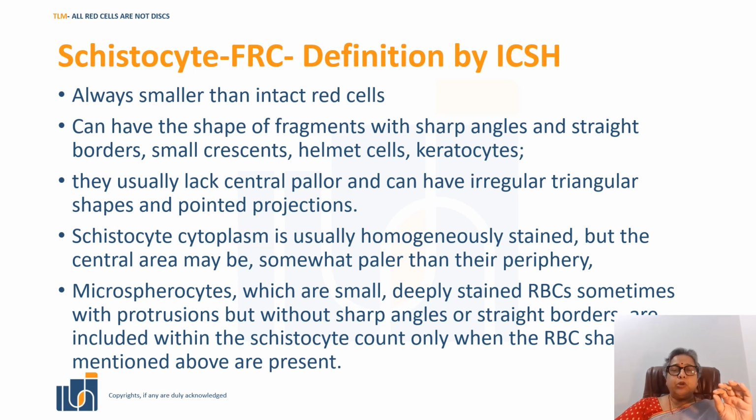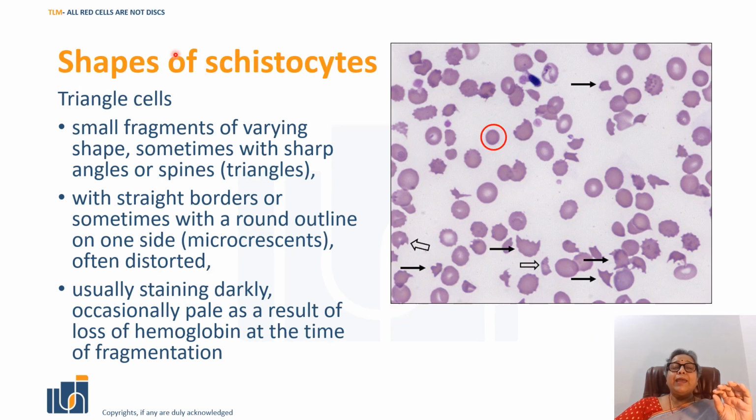So we look a little more deeply into triangle cells. Now, we have seen all of this. It's not something new. I'm not reinventing the wheel. So, triangle cells, these are all triangle cells. They're small fragments of varying shapes, sometimes with sharp angles and spines.